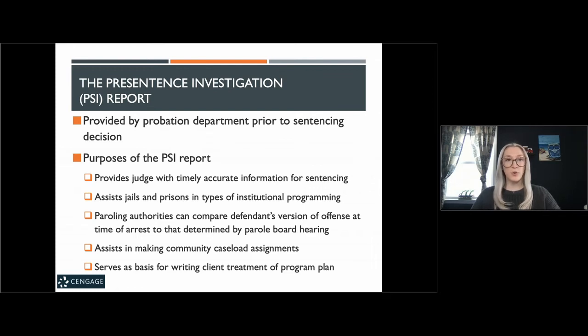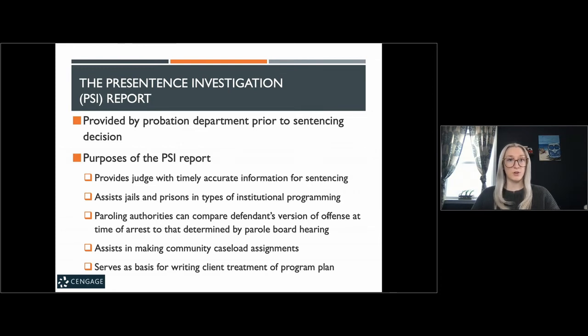The purpose of the report is, one, to provide judges with timely, accurate information for sentencing. So this way, at the end of the report, the recommendation is going to give the judge the type of sentence that the offender could serve under whatever guidelines that state falls under. It also assists jails and prisons in the type of institutional programming that the offender should receive, because it gives so much information on the offender.